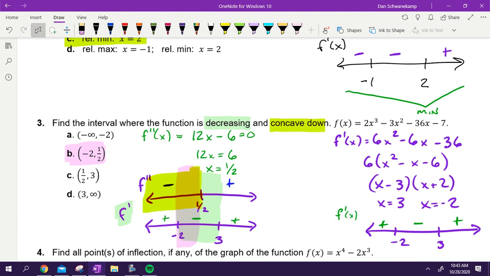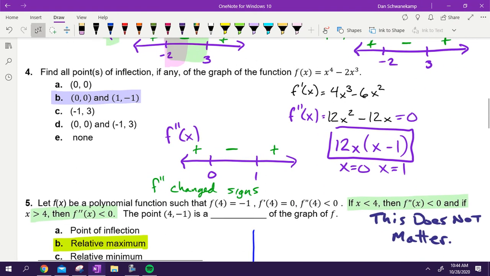Number 3, we're talking about decreasing and concave down. To talk about decreasing, we took the first derivative, we set it equal to 0, and we solved. We threw it on our sign chart. To find concave down, we took the second derivative, we set it equal to 0 and solved. We did a sign chart. Then I drew overlapping charts. When is it both decreasing, so f prime is negative, and concave down means the second derivative is negative? The only time that happens is between negative 2 and 1/2.